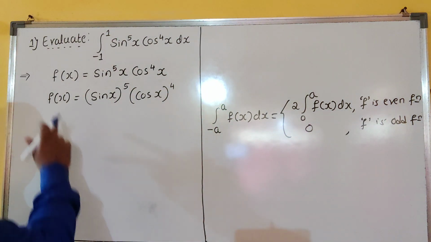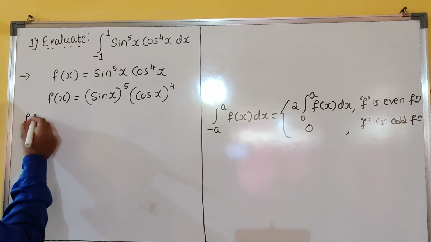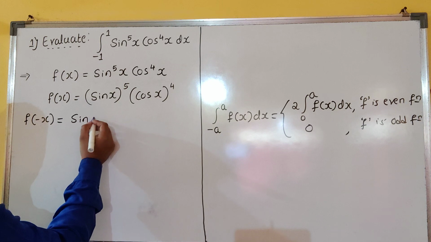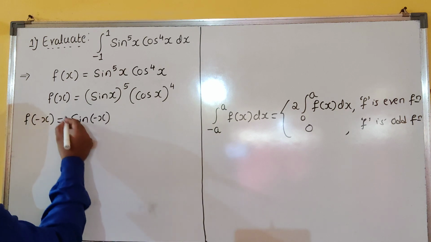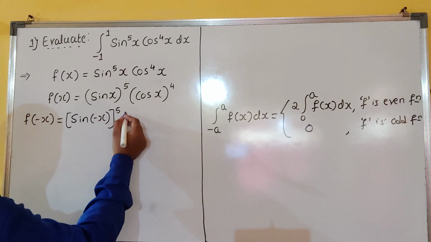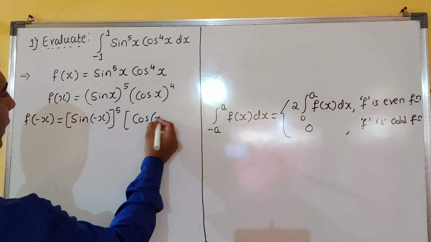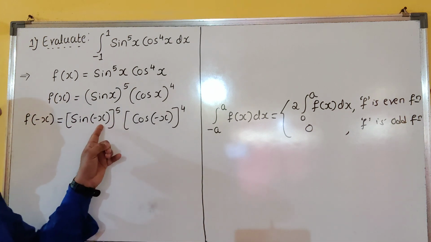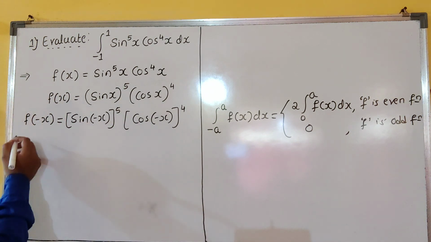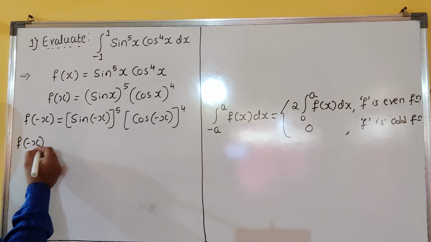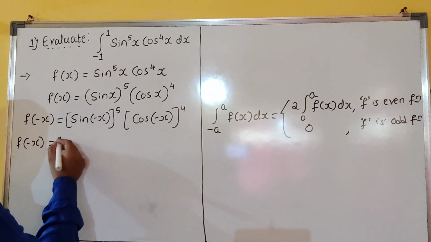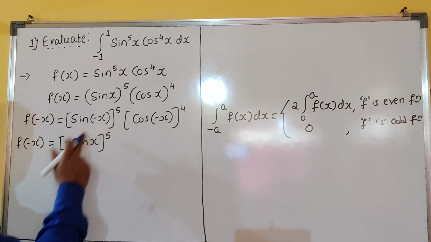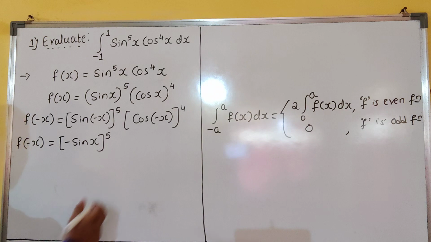Now let us check. We will replace x by what? Minus x. What you will get, you see. x I am replacing by minus x, so sin of minus x raised to 5, and cos of minus x raised to 4. Now what you will get? Sin of minus x is what? Minus sin x raised to 5, dear students.